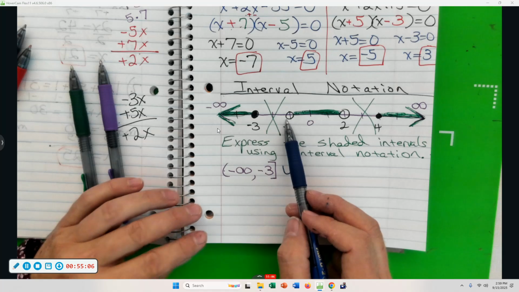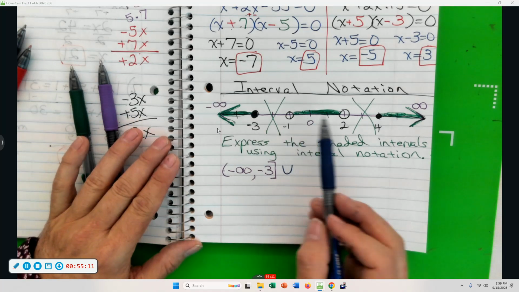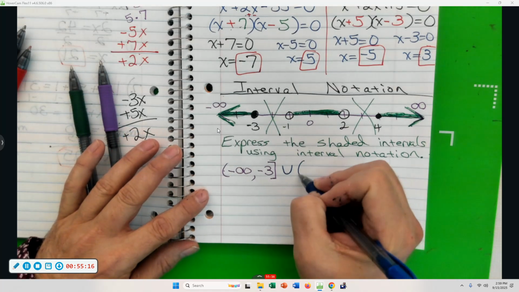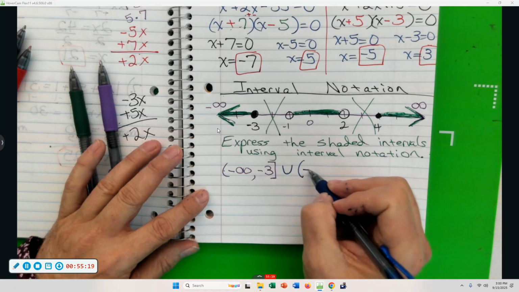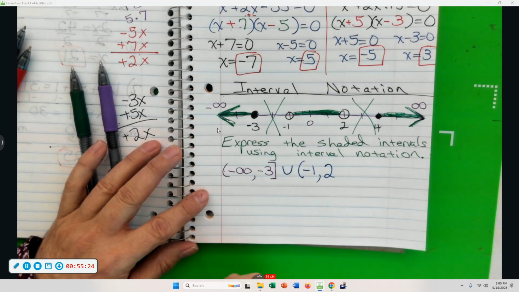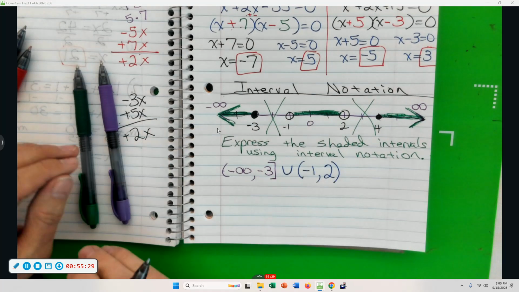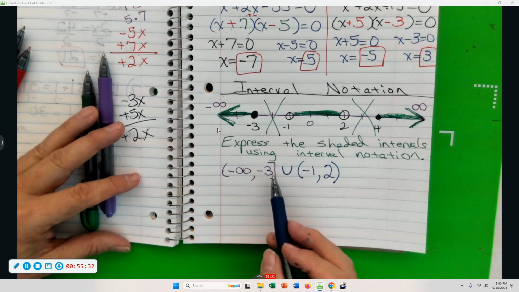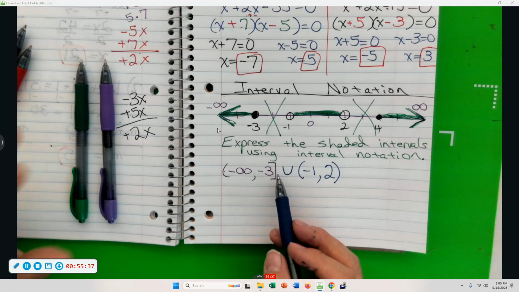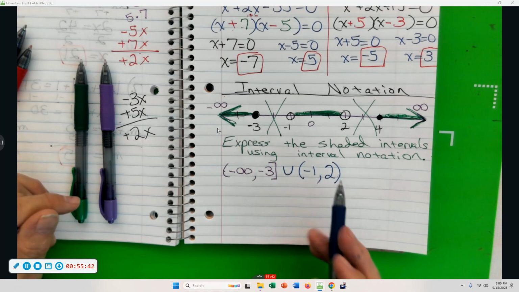Those open circles are saying we're not including -1. It's just the numbers to the right of -1 and the numbers to the left of +2. For open circles, you put a parenthesis. The left-hand endpoint is a -1, comma. The right-hand endpoint is a +2. There's another open circle, so you put another parenthesis. The only time you use a rectangular bracket is when you have a closed circle. At infinities or open circles, you use parentheses.